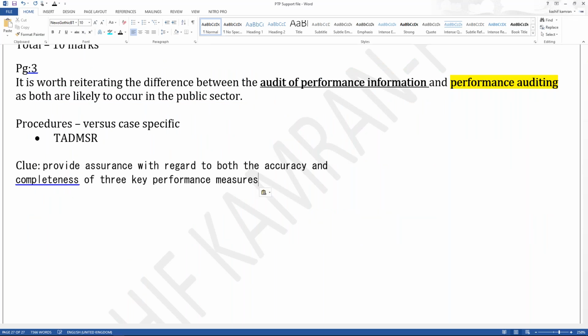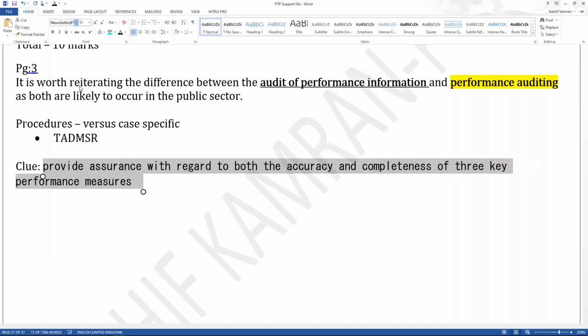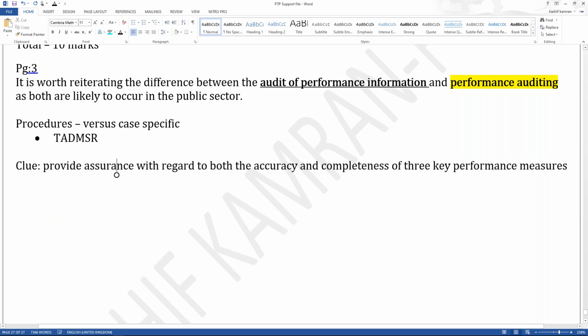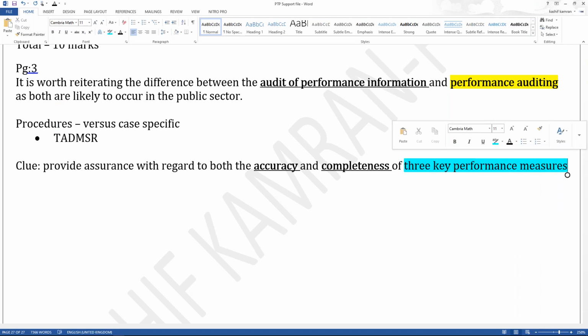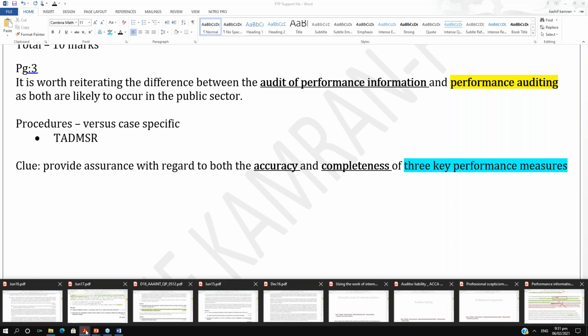Number one, what is my scope? My scope is to provide assurance on two very important aspects. One is accuracy and one is completeness of the three key performance measures given in the case study, right? Let's see, how can I confirm accuracy and completeness of the three key performance measures?